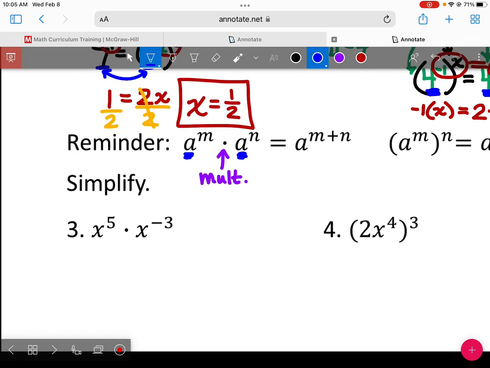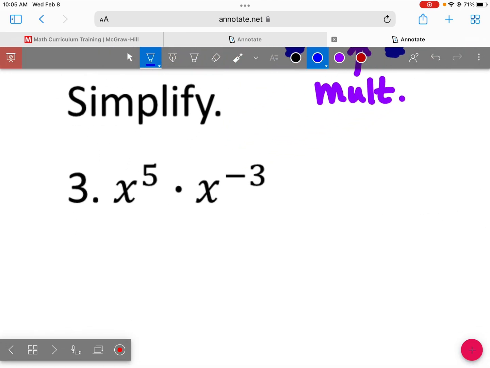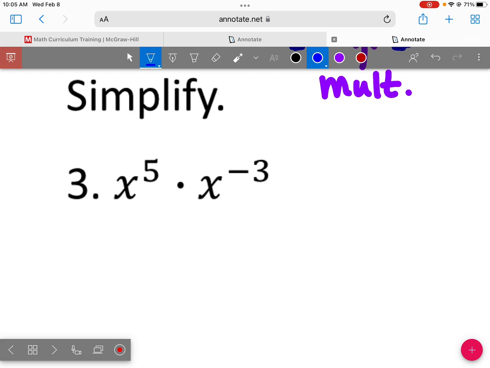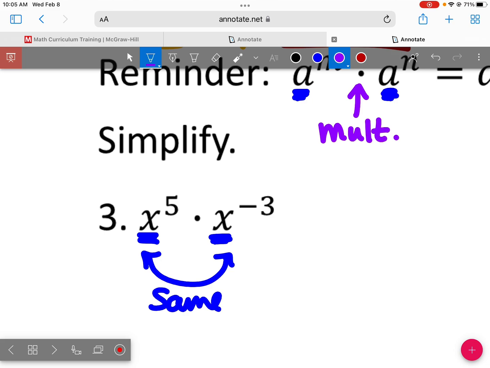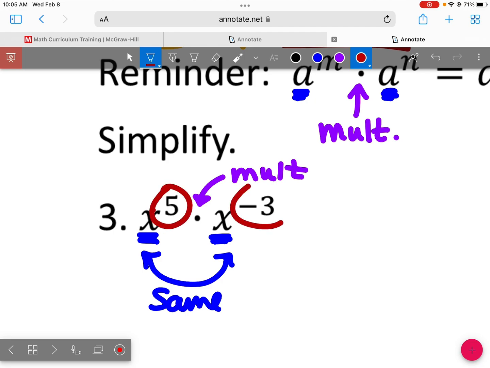All right. So let's look at this. On number 3, what's my base? X. Do my bases match? Yes. These are the same. What's in between them? Multiplication. So what do I do with my exponents when that's the case? I'm going to add them.